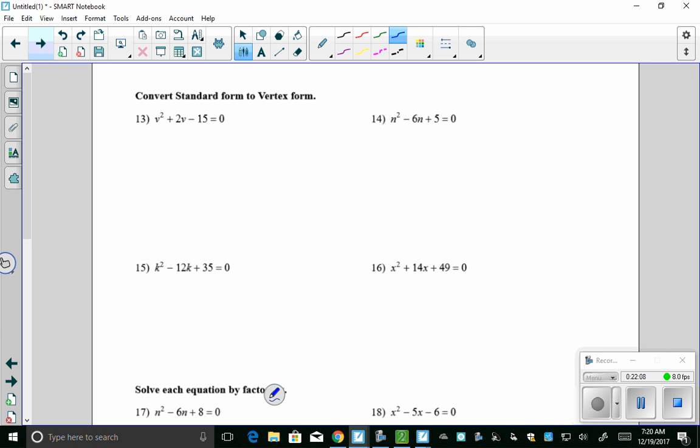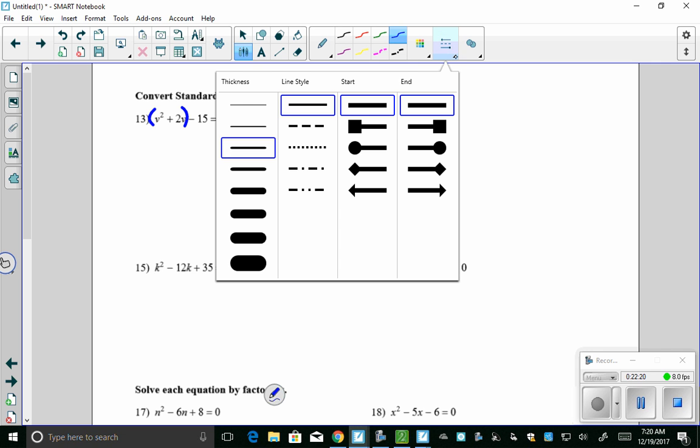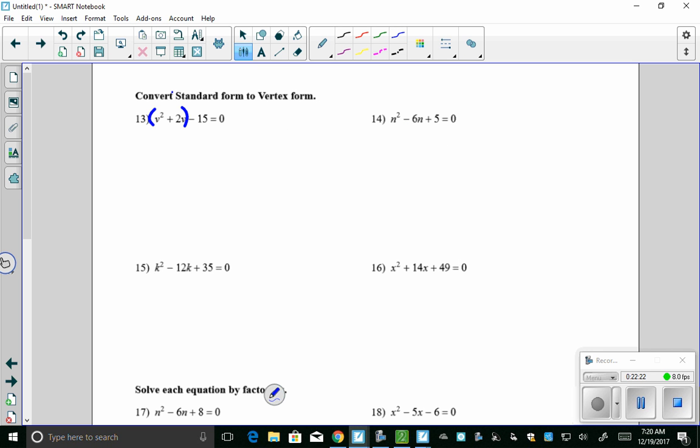Alright, convert from standard to vertex. Put parentheses around here. Take out the positive 2, and you're going to do 2 divided by 2.